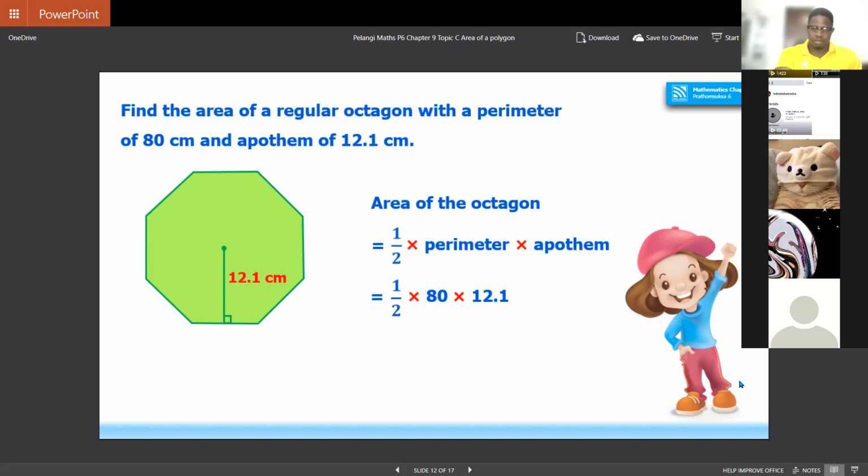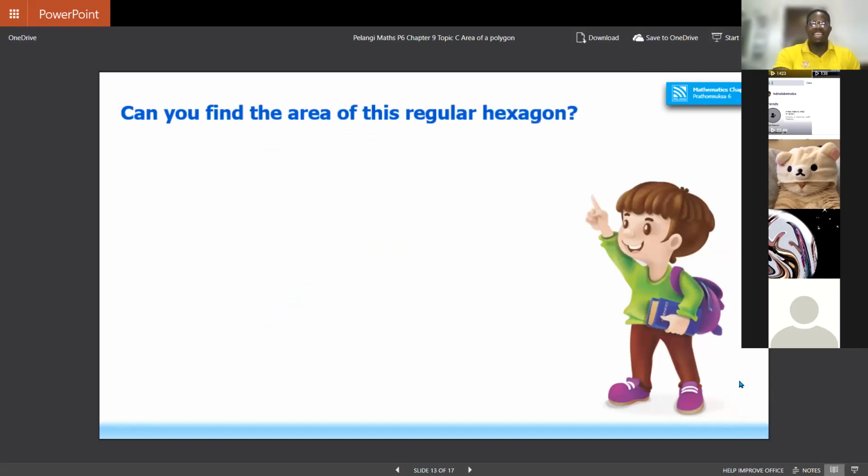And I got 484 centimeters squared. Very correct. 484 centimeters squared. Okay, good job, everybody. I can see these questions are really easy.